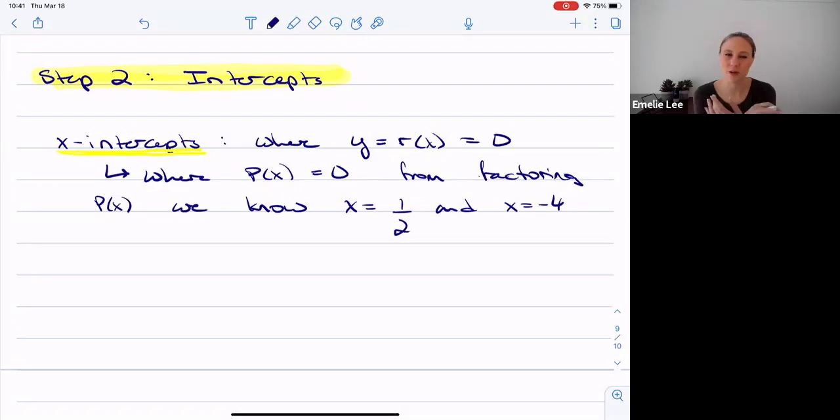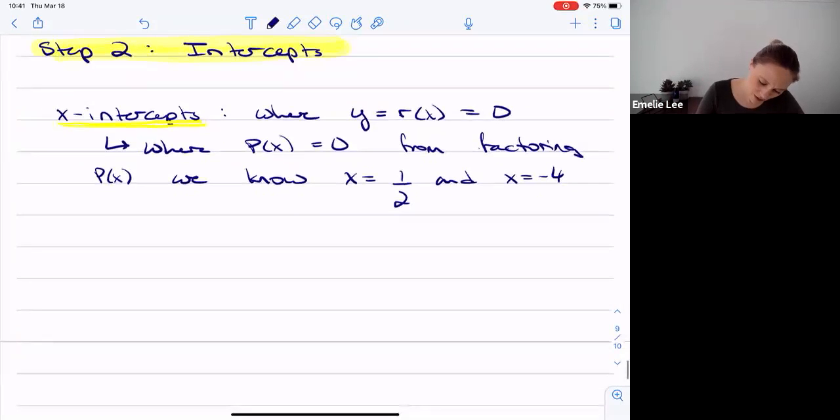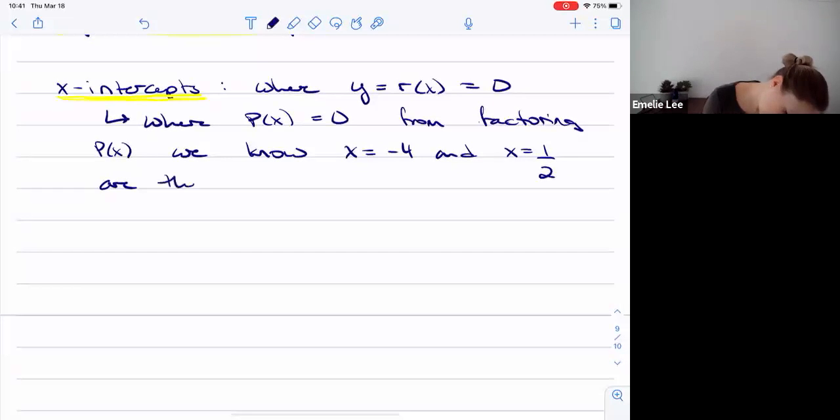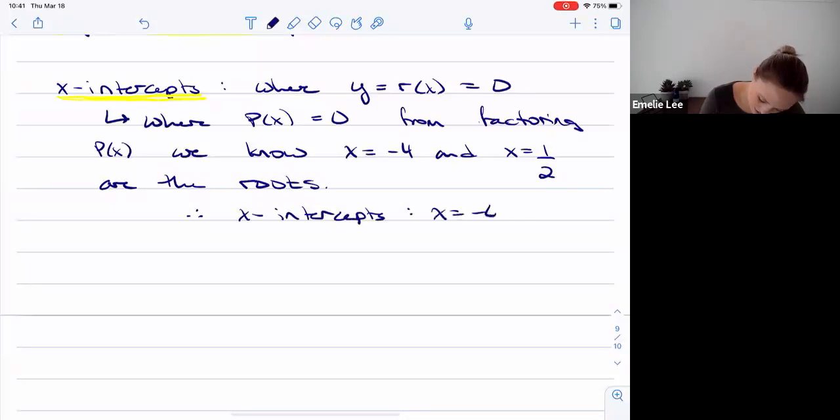Should probably write those in the opposite order, right? Often we'll read them as if they're on a number line, just kind of makes sense. In fact, let me switch those. And x equals 1/2. That's better. Are the roots. Therefore, the x-intercepts are at x equals negative 4 and x equals 1/2.